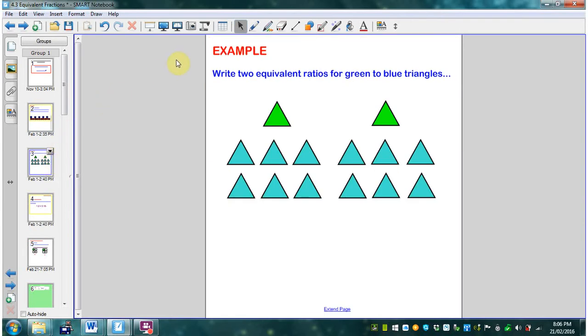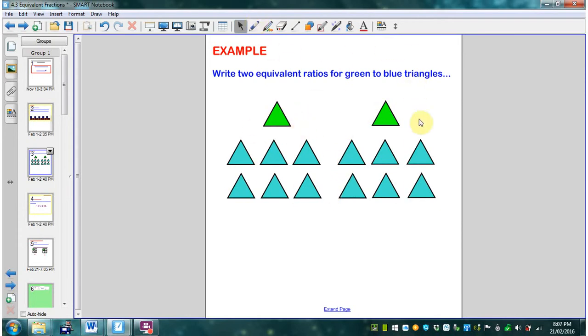Okay, so quickly from last day, I want you to give me 2 equivalent ratios for green to blue triangles. So just pause the video, think about that, and when you're ready, come back and I'll give some examples.